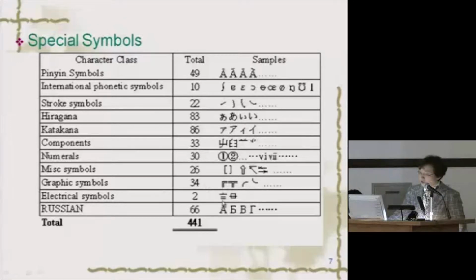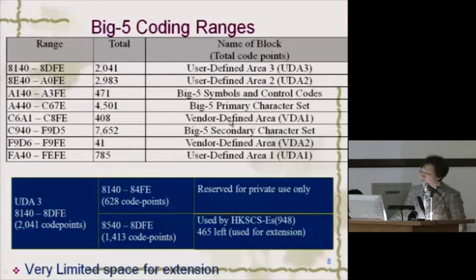There are also electrical symbols for the ground line, and this is probably, I'm not quite sure, a resistor or something. We also included the Russian alphabet. This is just to be consistent with GB 2312, I think. Don't worry about the numbers.